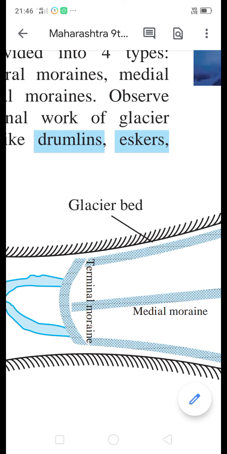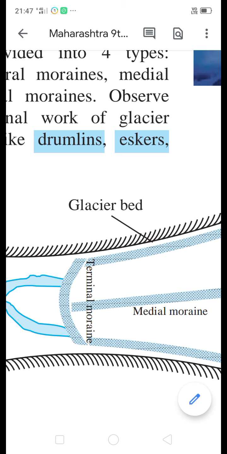Last lecture we saw transportation and deposition by glaciers. Because of the transportation and deposition work of a glacier, moraines are formed. It is a landform, and moraine is also divided into 4 types: ground, lateral, medial and terminal moraine. Now see drumlins and eskers.